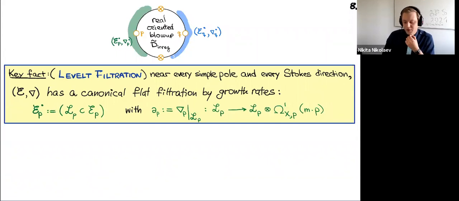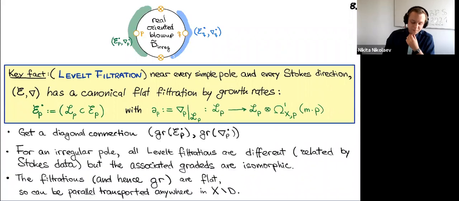Okay, so these filtrations have various names. I usually call them Levelt filtrations. So the upshot is that not only do you get this restricted connection to one of the filtration pieces, but actually if you take the associated graded of the whole thing, then on the second piece of the associated graded, the connection nabla also induces a flat connection. So what you actually get is a diagonal connection. You take this filtration, you apply associated graded, you get a diagonal connection.